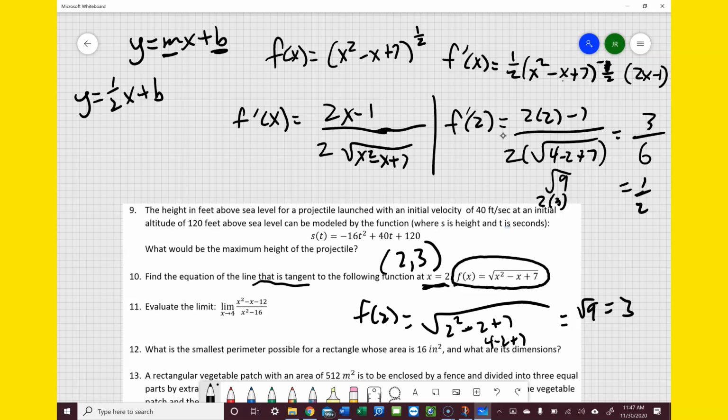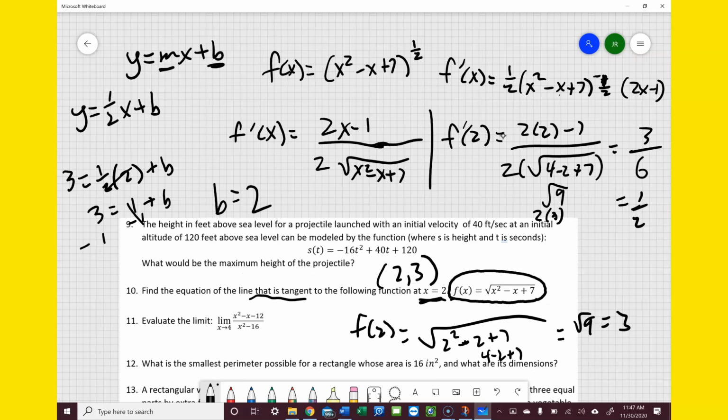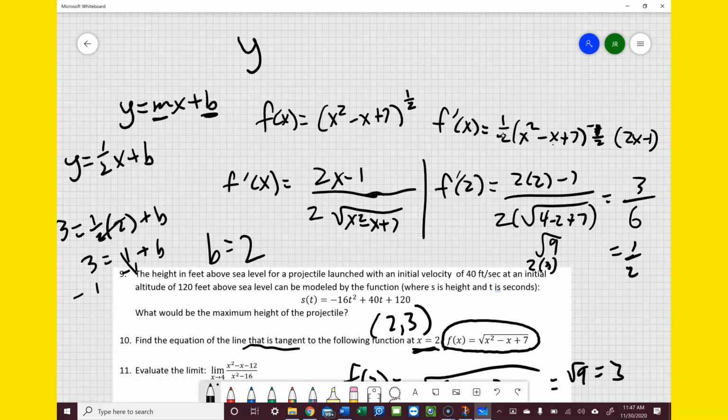So I can plug in 2 for x and 3 for y. So 3 equals 1/2 times 2 plus b. So 3 equals, that cancels, it becomes 1 plus b. Subtract 1, so b equals 3 minus 1, which is 2. So then finally the equation of the tangent line is just going to be y equals 1/2 x plus 2. That should be the answer to number 10.